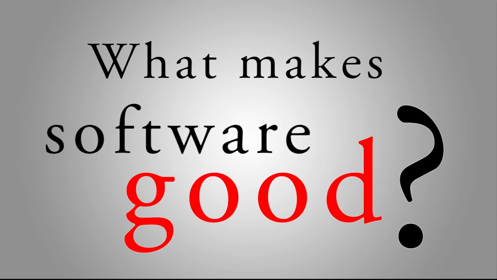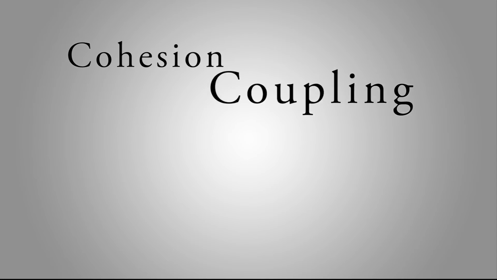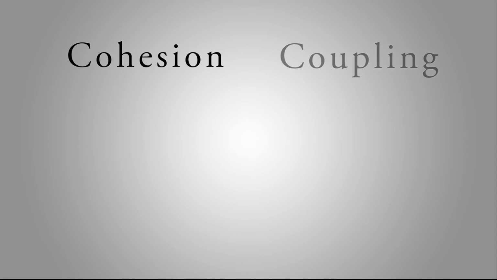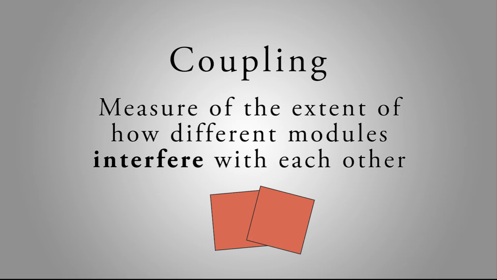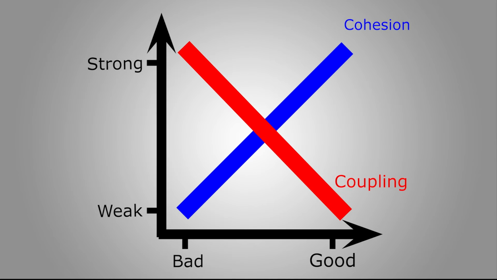But what makes software good? Software engineers use two different measures, cohesion and coupling, to understand this. Cohesion is a measure of how well each module works individually to solve each subtask. Coupling relates to the extent of how the modules in the program interact and interfere with each other. Ideally, a good program has a high cohesion, but a small coupling.